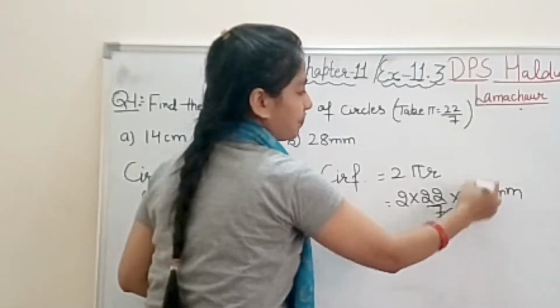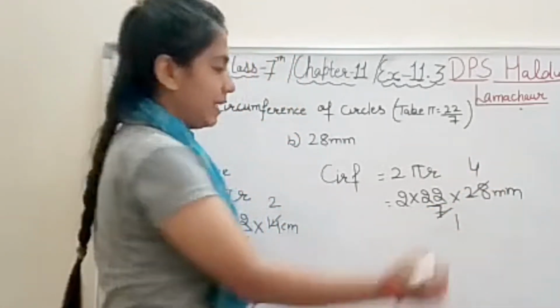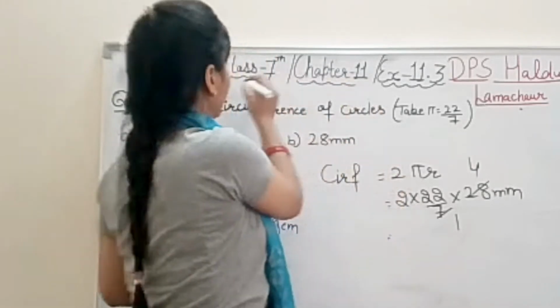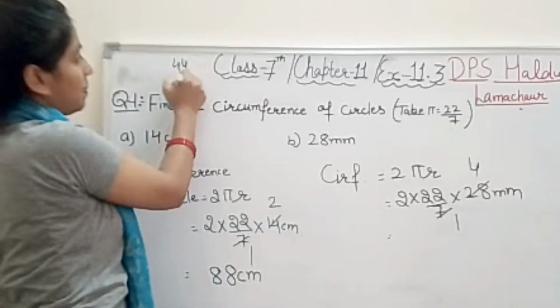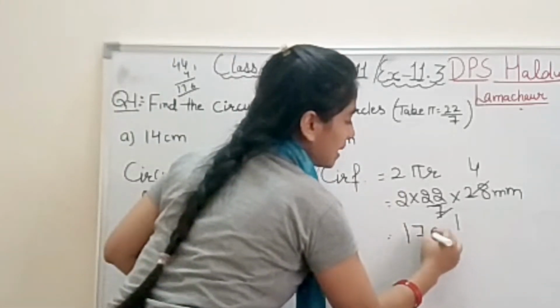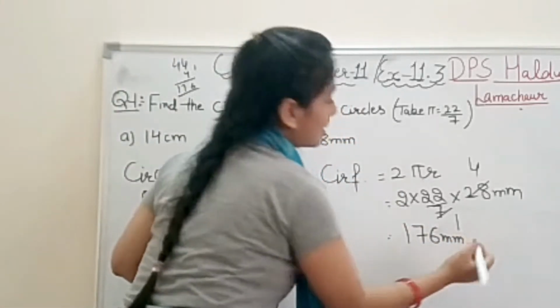7 on the 7, 7 4s are 28. So 22 2s are 44, 44 4s are, you will multiply, 4 16, 17, so 176 millimeter. That's it, student.